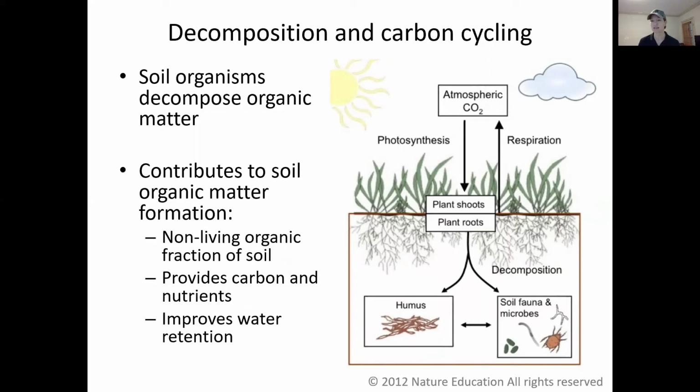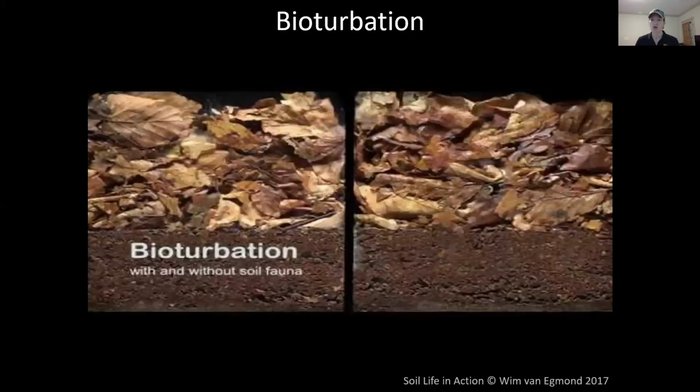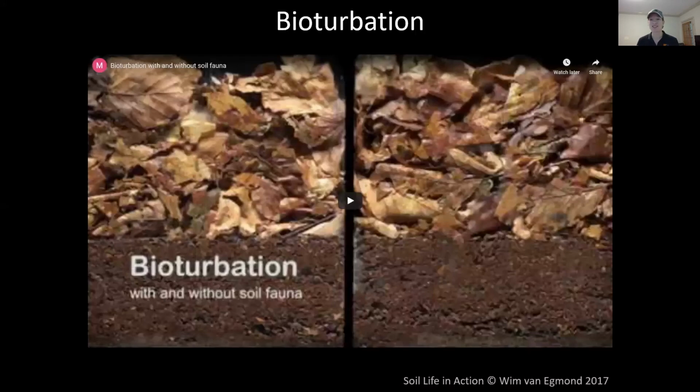Soil organic matter is the non-living fraction of soil, and it's very important in providing carbon and nutrients to the system. And in addition, soil organic matter acts a little bit like a sponge and helps hold water. So soil organic matter also is important in regulating soil moisture. Without soil organisms, we wouldn't have either the formation or the stabilization of soil organic matter. Soil organisms are also very important in mixing plant residues into soil in the first place.